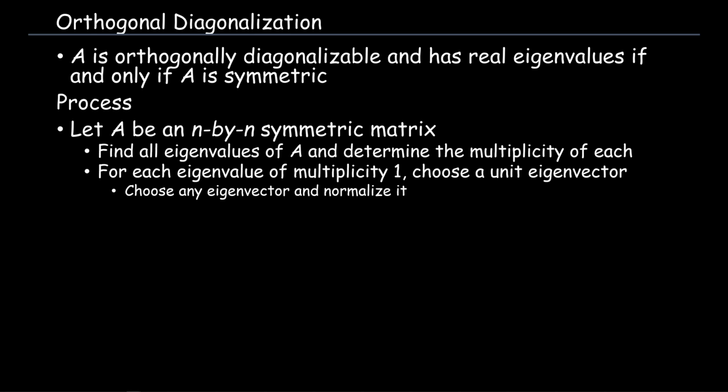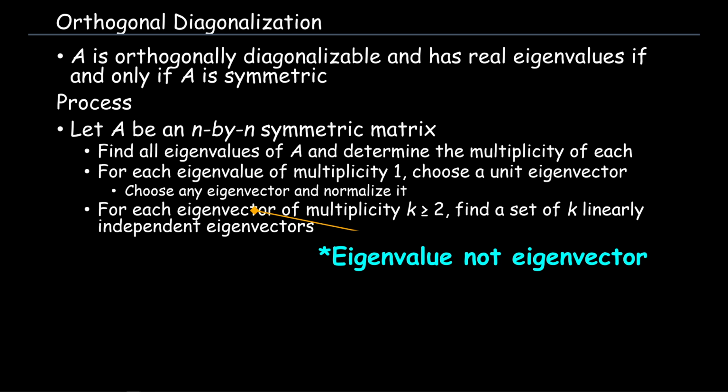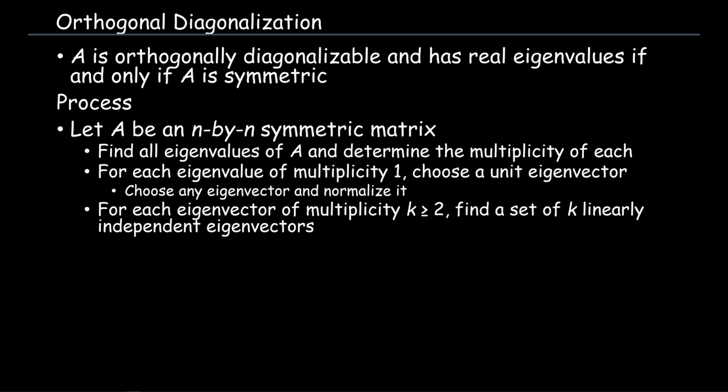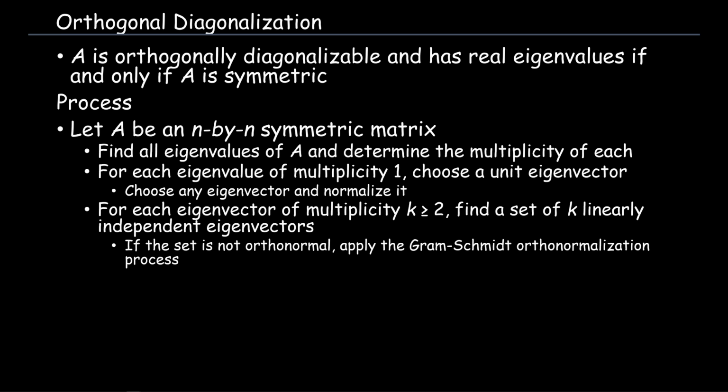Now, for eigenvalues with a multiplicity of k, where k is greater than or equal to 2, we have to find a set of k linearly independent eigenvectors. If the set is not orthonormal, then we apply the Gram-Schmidt orthogonalization process to get an orthonormal set. If you remember, this was in the last chapter, with inner product spaces. Again, we are going to do this in the example videos, or you can look back at the older videos.